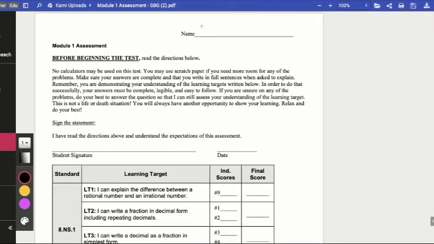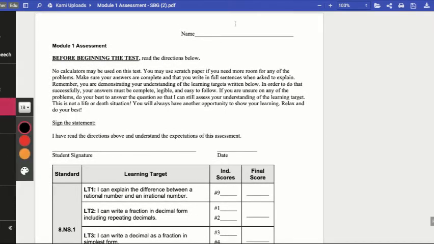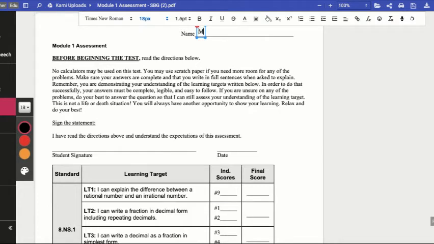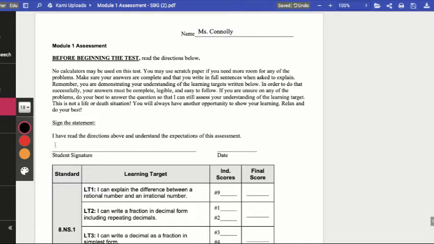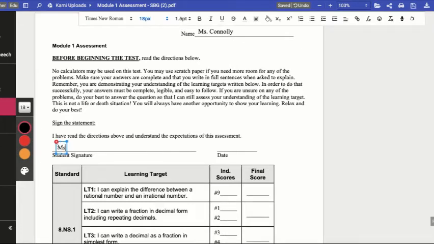So here you could write your name. You could use a text box to do that. I could put Miss Connolly here. And then you can put your signature. Again, you can type your name. Or if you have a signature, you could do that. Or you could draw as well. And you can date it. Remember, today is October 8th.